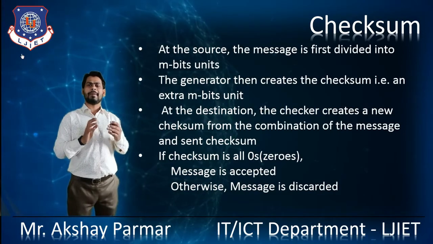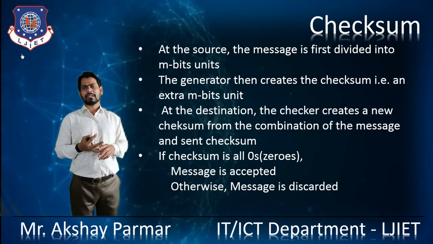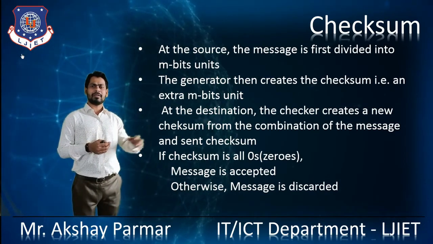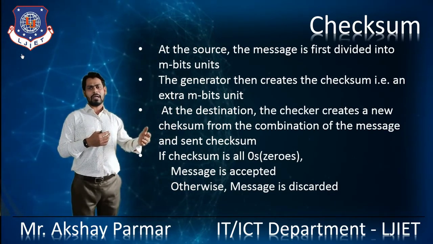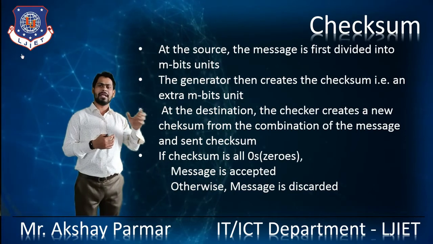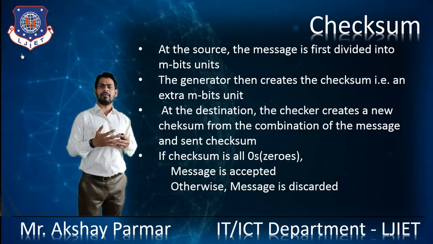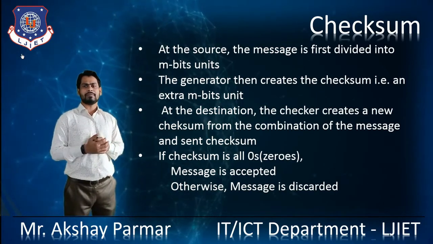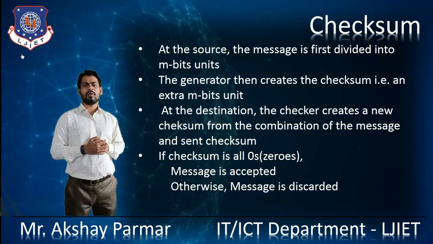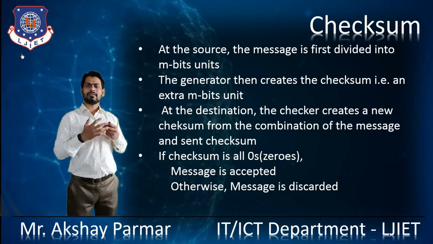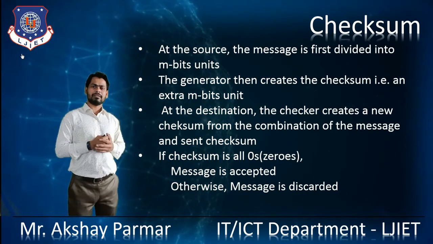At the source, the message is first divided into m-bit units. As we have discussed, we have the n-bit sequence, and that n-bit sequence is divided into k parts, and each part has m bits. After that, the generator creates the checksum, for example, extra m-bit units. At the destination side, the checker creates a new checksum from the combination of the message and the sent checksum.